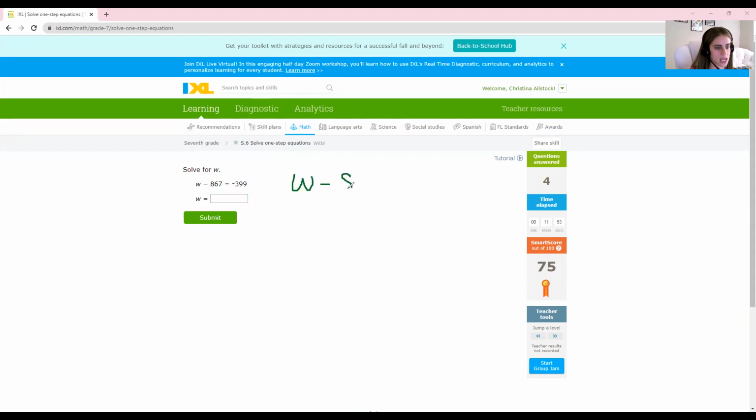W minus 867 equals negative 399. Even though my numbers are larger, still the same process. I draw that line down the equal sign to help me visually separate it. Read the directions. We are focusing on solving for W. So W is what I need to isolate. Right now, on this left side of the equal sign, we have W minus 867.